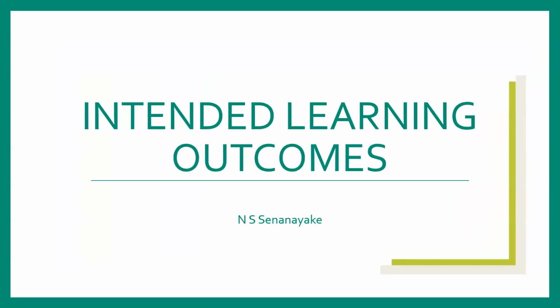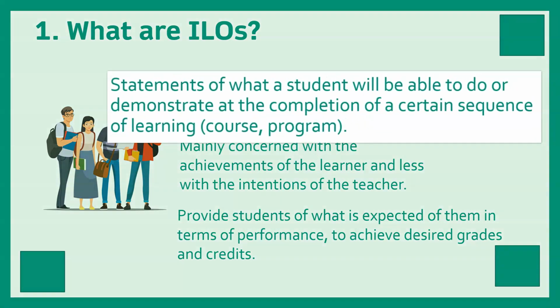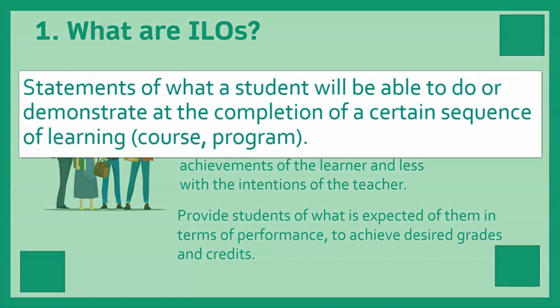This video provides guidance on how to write intended learning outcomes for an educational program. What are intended learning outcomes? Intended learning outcomes are the statements of what a student will be able to do or demonstrate at the completion of a certain sequence of learning. This could be a module, topic, course, or a program.